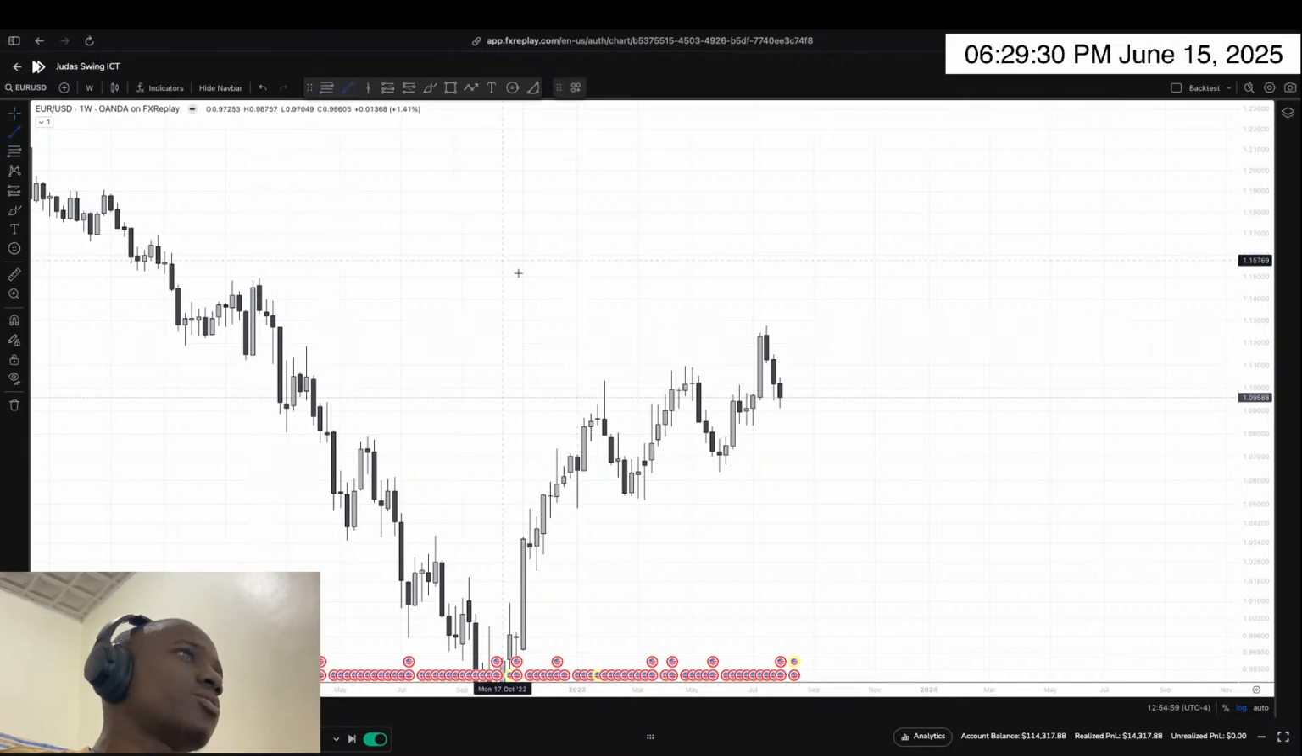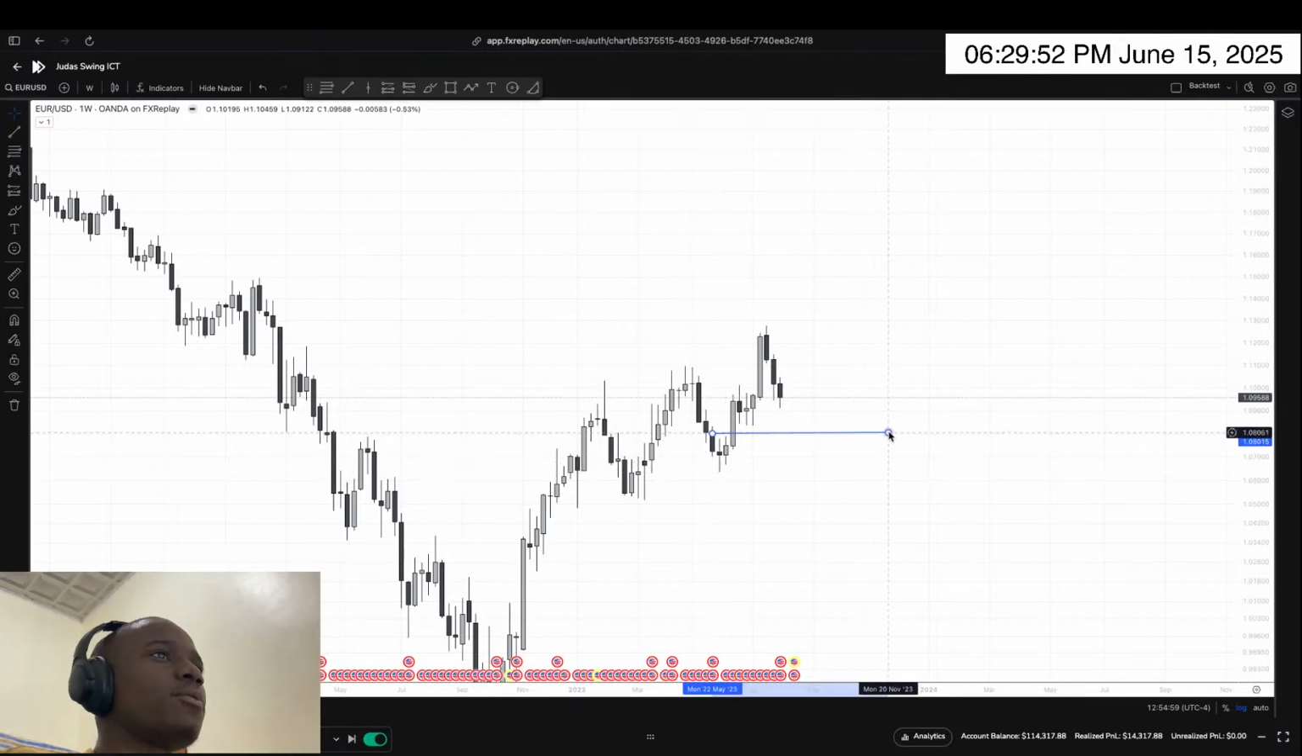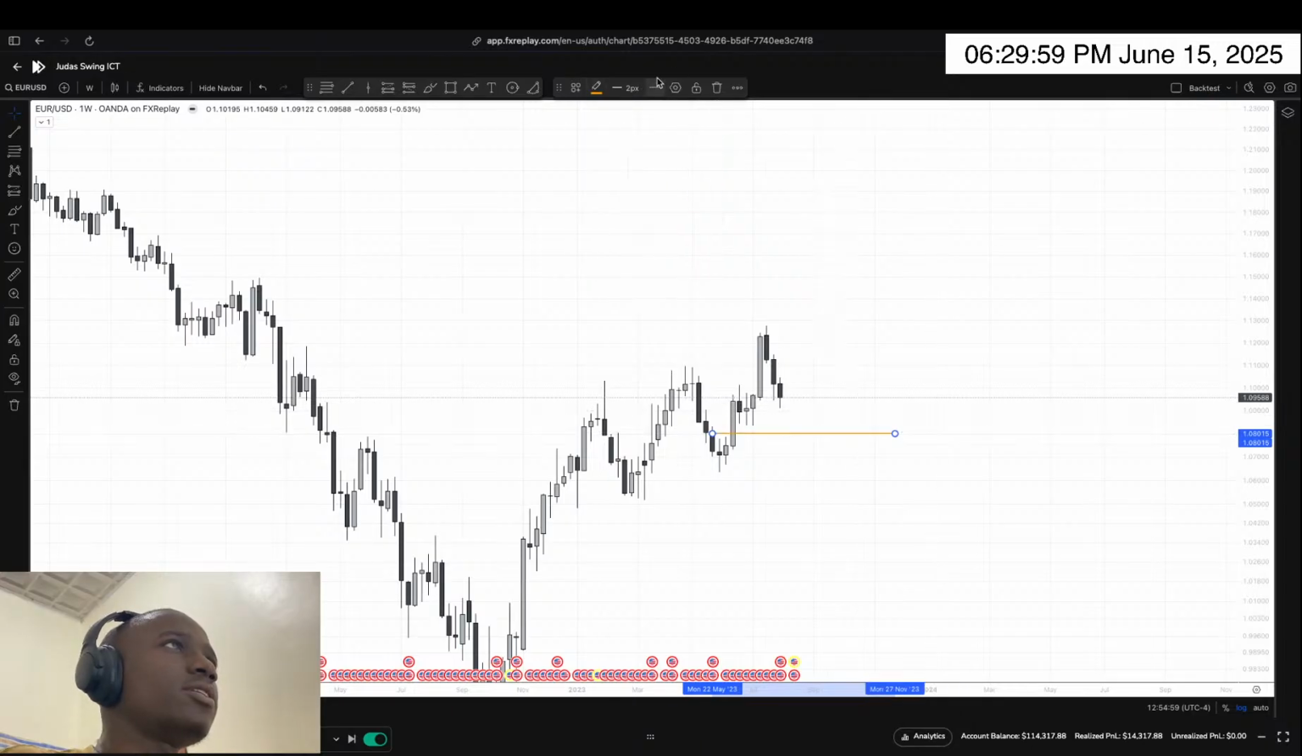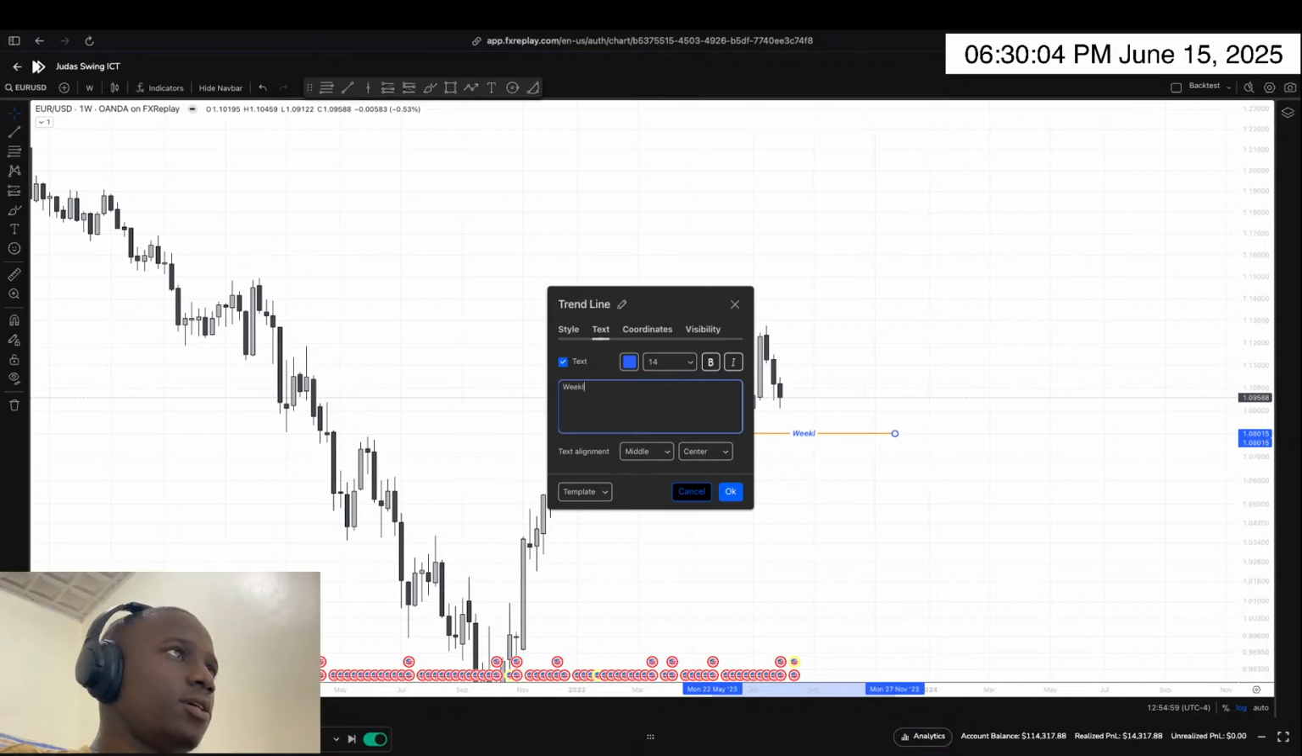So I'd like to mark this one right here on the weekly, because it's the basis of this move, this push to the upside. I'd like to mark it right there, or even mark this candle from here to here. So this will be the weekly order block, and I'll give it another color, like orange. Let's do it like that. So, weekly OB.